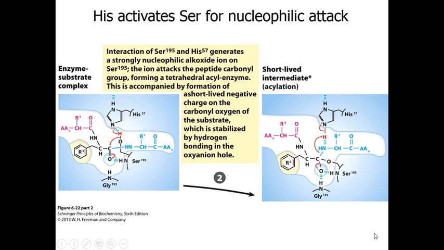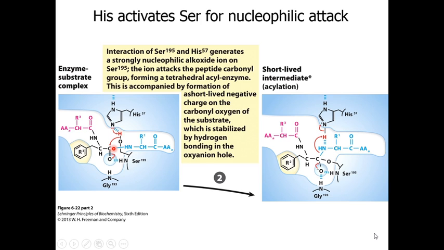Once the substrate binds, the lone pair of histidine 57 abstracts the proton from the side chain of serine 195, and as a result, a strong nucleophilic alkoxide ion forms on the side chain of serine 195. And this alkoxide ion then initiates a nucleophilic attack on the carbonyl carbon of the substrate, specifically the carbonyl carbon of the C terminus of phenylalanine, as shown here.